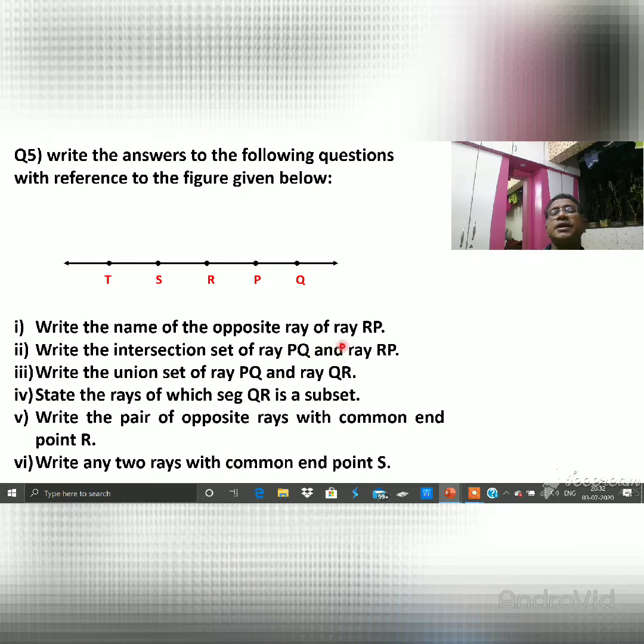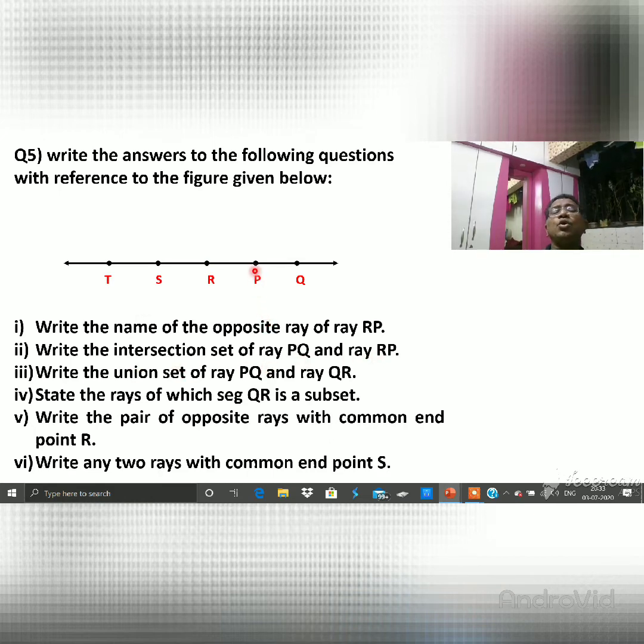So first they said ray RP opposite. This is R. This is going towards the right-hand side. So it is RP. RP is opposite to RS towards the left-hand side. Another, RQ, is opposite to RT. Do you understand?